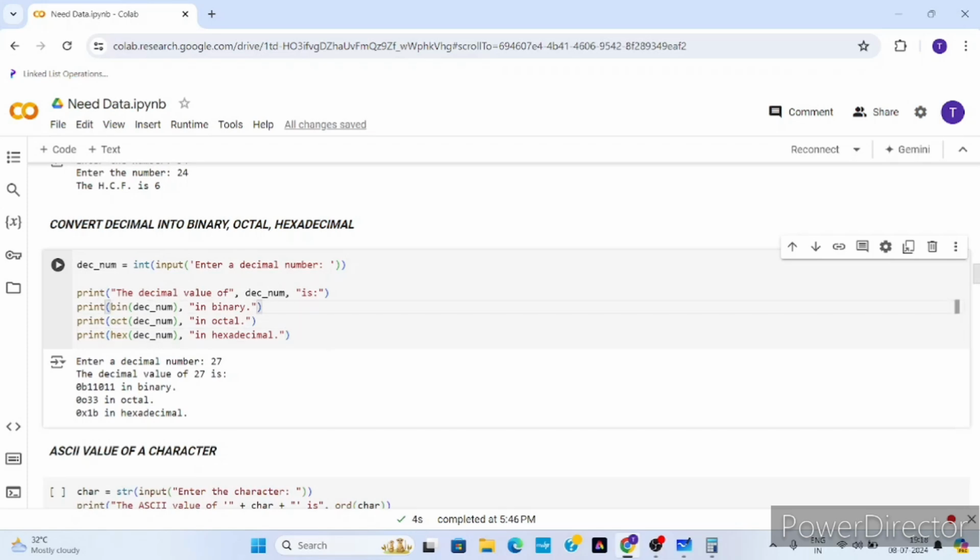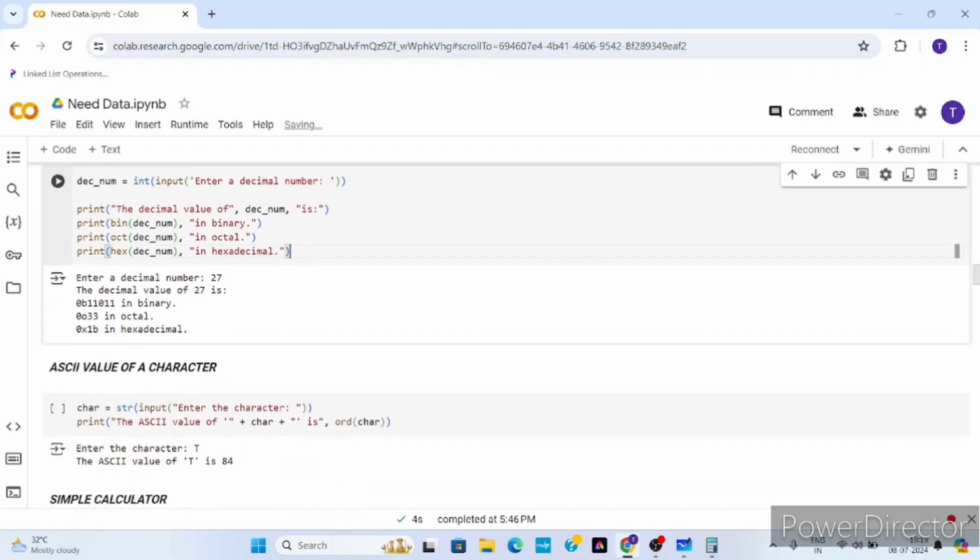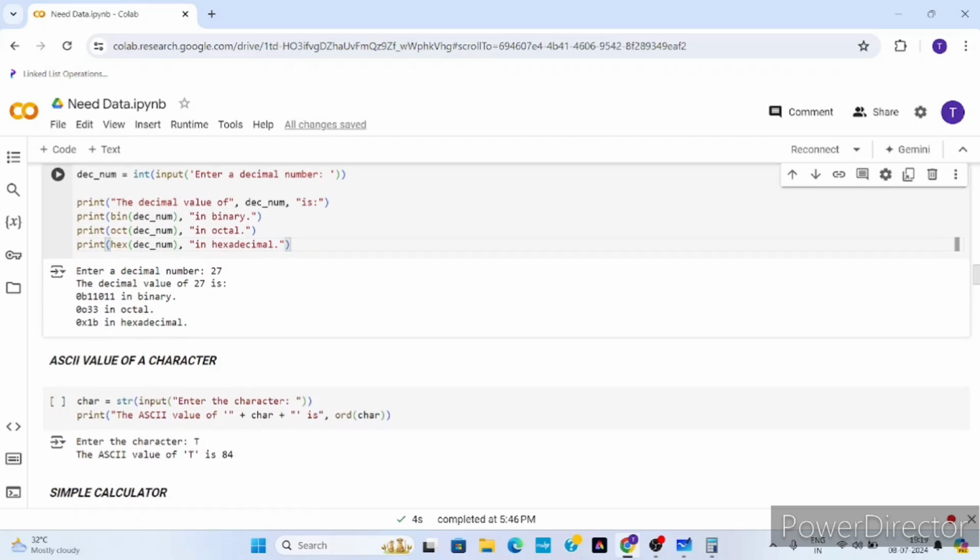If I'm going to convert this 27 to binary format, we use binary zeros and ones to represent the number 27. Same for octal, we use 0 to 7 numbers to represent the octal value of 27. Also for hexadecimal, we represent 27 in hexadecimal format, and these are the outputs. These are inbuilt functions like bin, oct, hex to convert numbers to a binary number, octal number and hexadecimal number. That's it.